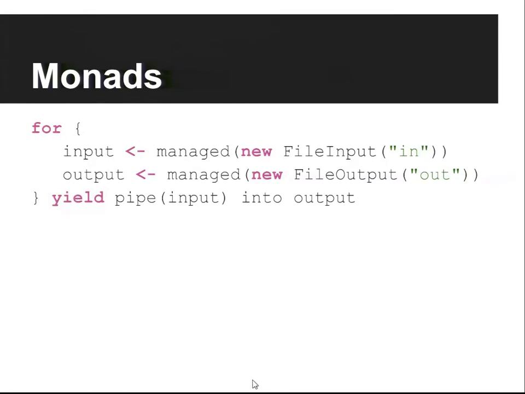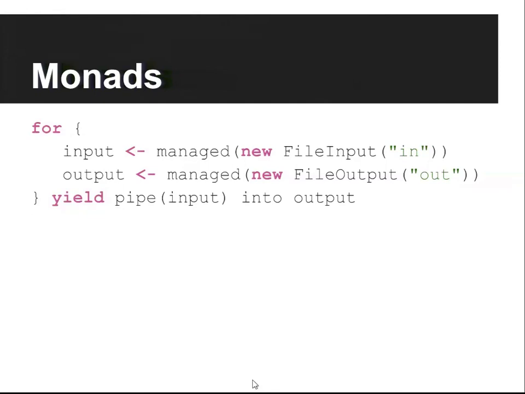We open the input first, then we open the output, then we pipe. If it all succeeds, everything's good. If there's any kind of failure, we ensure that the resource is closed regardless of failure or not. So there's some sort of a try-catch in this managed that will make sure that the resource is closed. So this is a monadic computation. It's a workflow. It's sequential. The first has to happen, then the second will happen. If input has an error opening, output will never be opened.